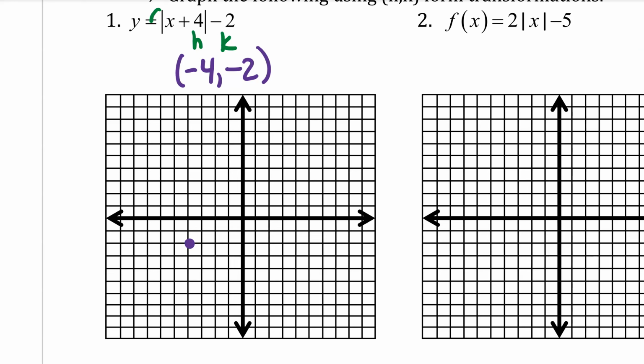My a value should be right here. There is no number in the front, which means my a value is 1. So I would go up 1 over 1, up 1 over 1, up 1 over 1. And to make sure I get that V shape, I also need to do the same on the other side. I just need to go left 1. So see how I made a little V shape? That's my absolute value.